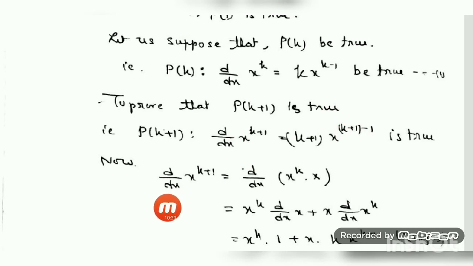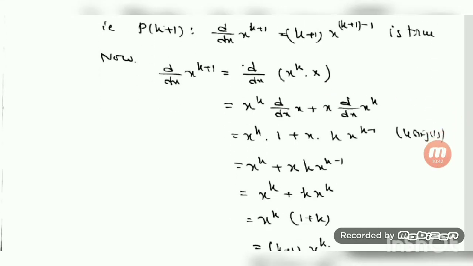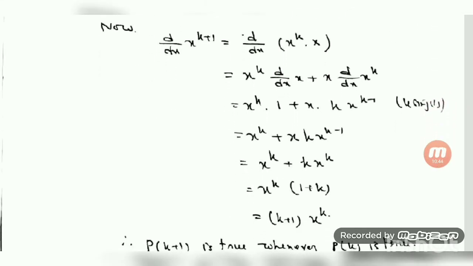So now we consider d/dx of x to the power k plus 1. Now you know, x to the power k plus 1 can be written as x to the power k into x. Now here we see, we just divide it into the product of two functions of x. That means we can use the product rule of differentiation. What is the product rule? u into v rule. That is, first function x to the power k, d/dx of the second function x, plus second function into d/dx of the first function.